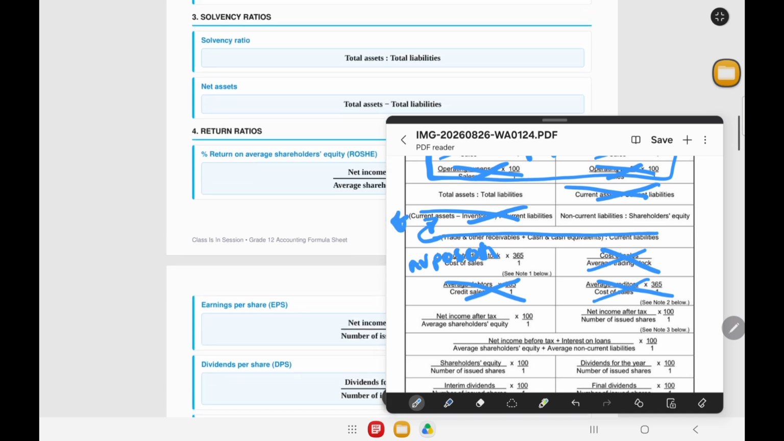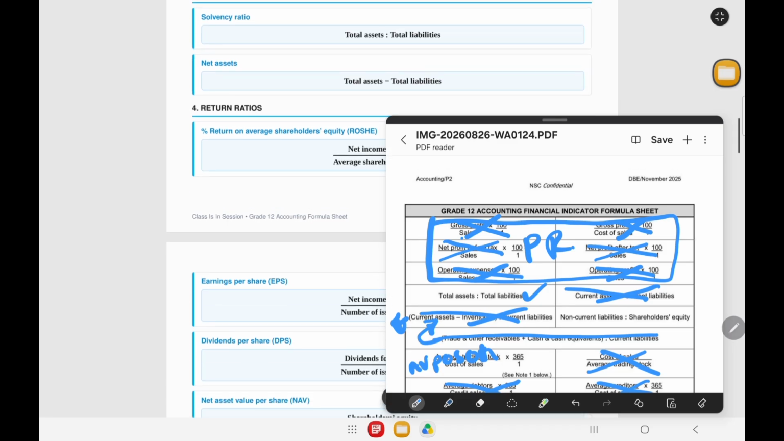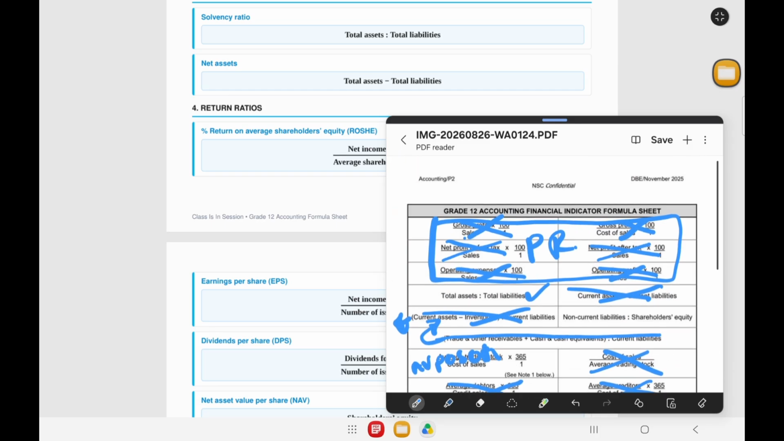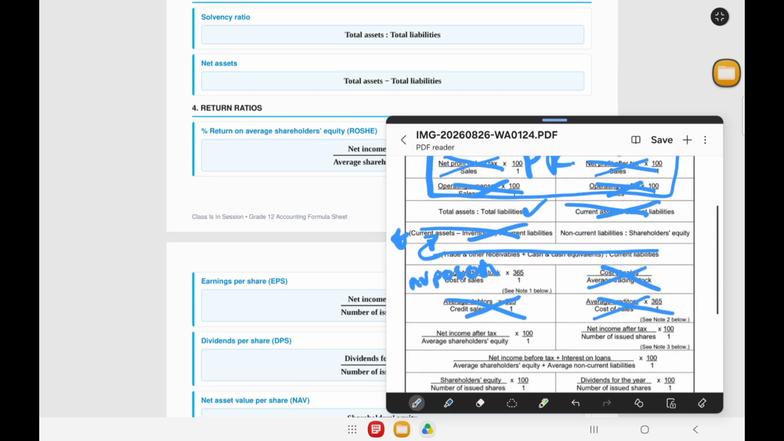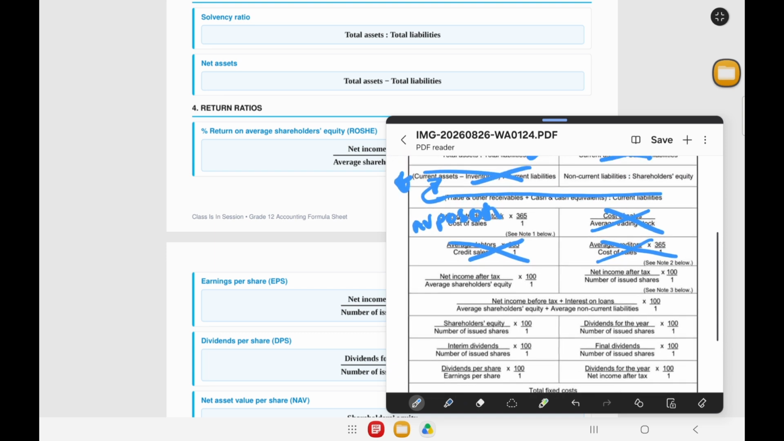Now let's look for solvency ratios. We have solvency ratio and net assets. The formula for solvency ratio is total assets to total liabilities. There it is, total assets to total liabilities. In terms of net assets, we have total assets minus total liabilities. Is it featured here? Total assets minus total liabilities. It's not featured. So you might need to know net assets by heart.